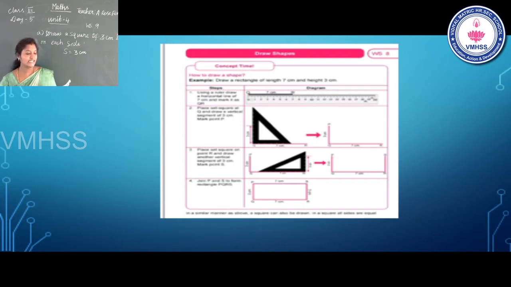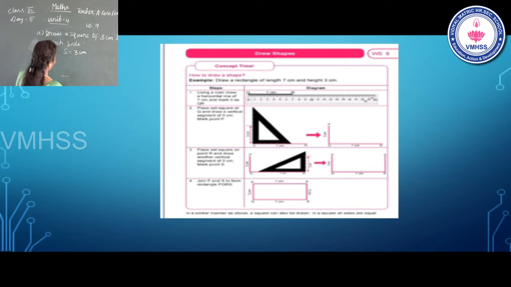Okay, so using these steps, solve the following questions. Draw a square of 3 centimeter length on each side. Okay, so now we go to the square shape. So first, using a ruler, you draw a horizontal line. What is the centimeter? 3 centimeter. Okay, so draw one horizontal line, start from 0. So this is 3 centimeter.